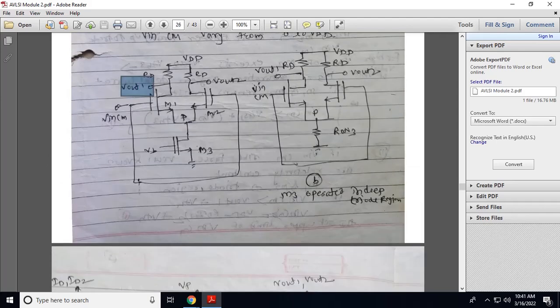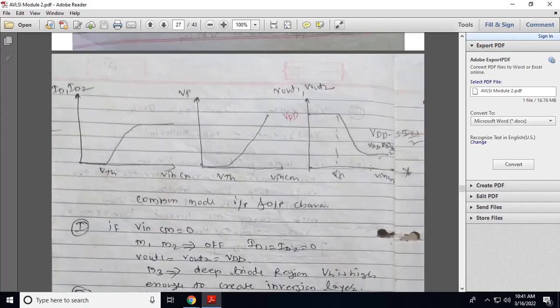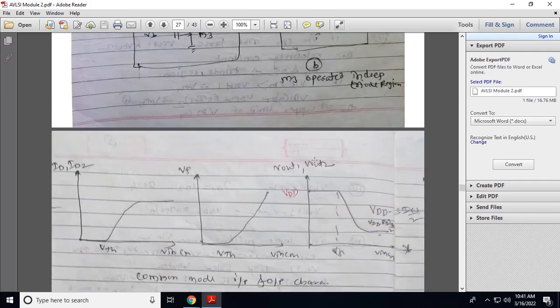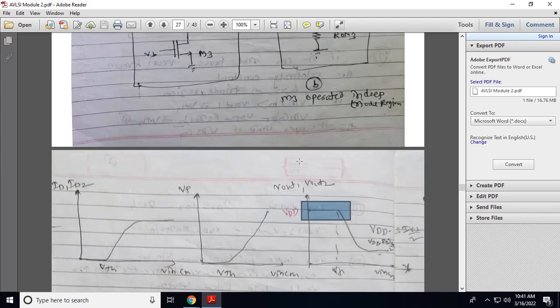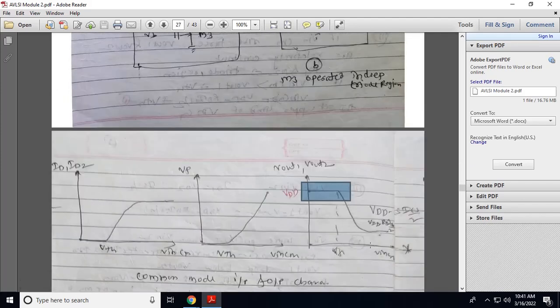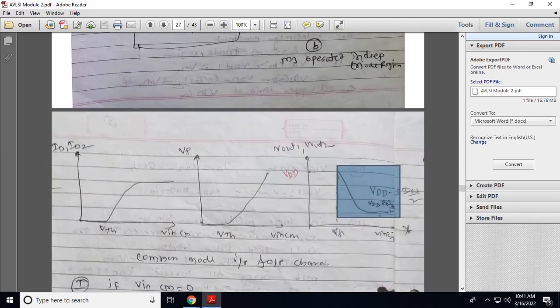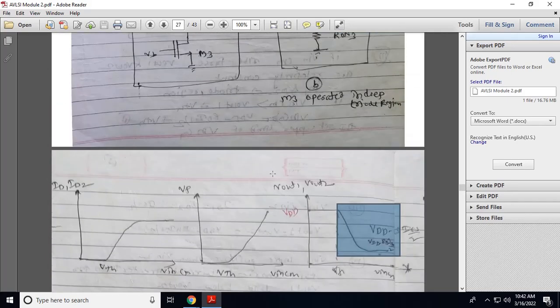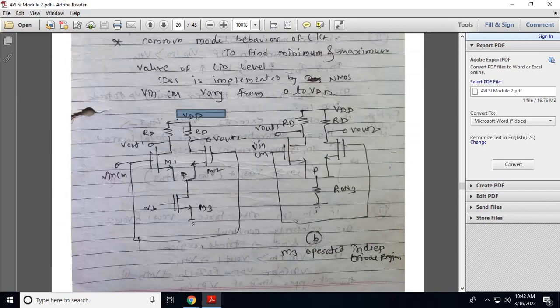Now the graph of Vout1 and Vout2. Whenever the input is less than VTH, for this region, both transistors are turned off, so Vout1 and Vout2 are equal to the supply, because there is no drop across RD. So Vout1 and Vout2 are equal to the supply, that is VDD. When Vin is equal to VTH, the transistors will turn on, so current flows through the transistors and the output goes on decreasing. So the output is equal to VDD minus the drop across this.